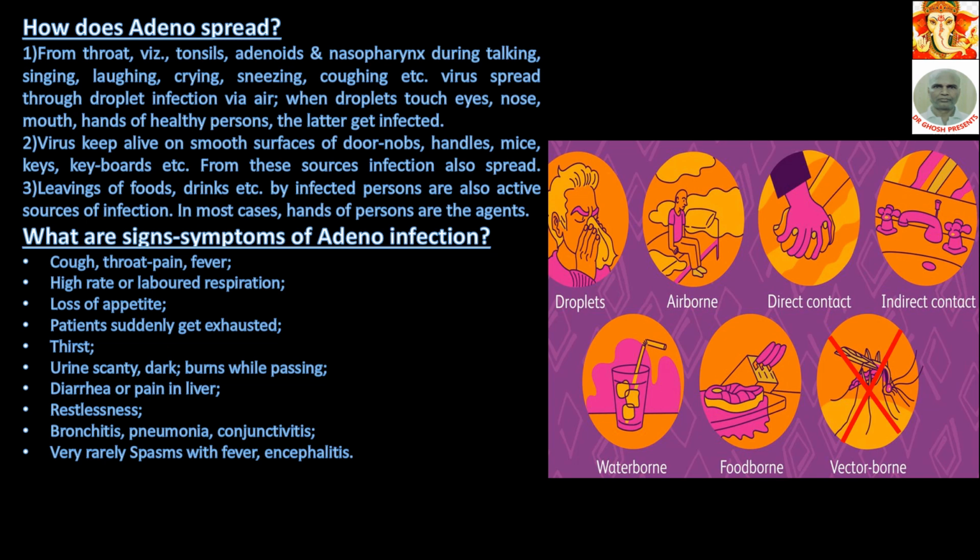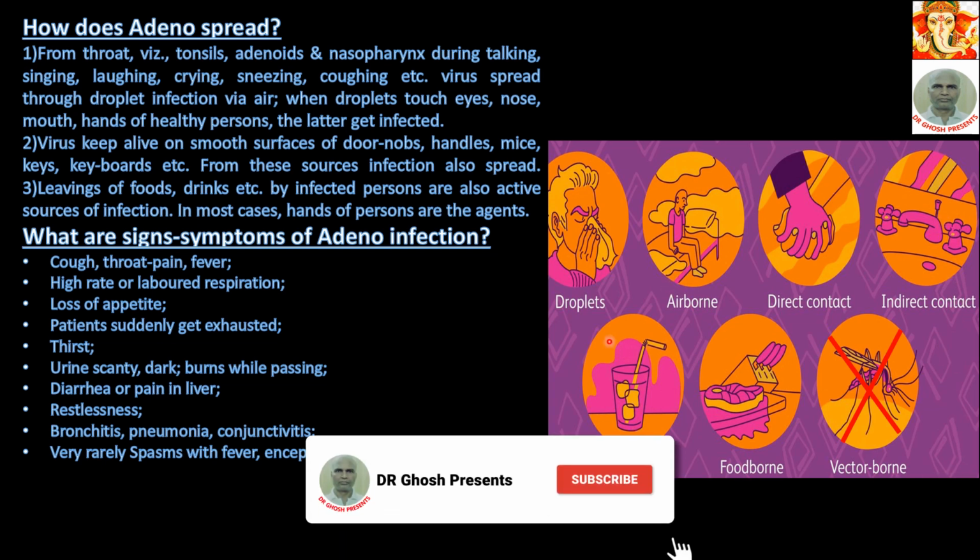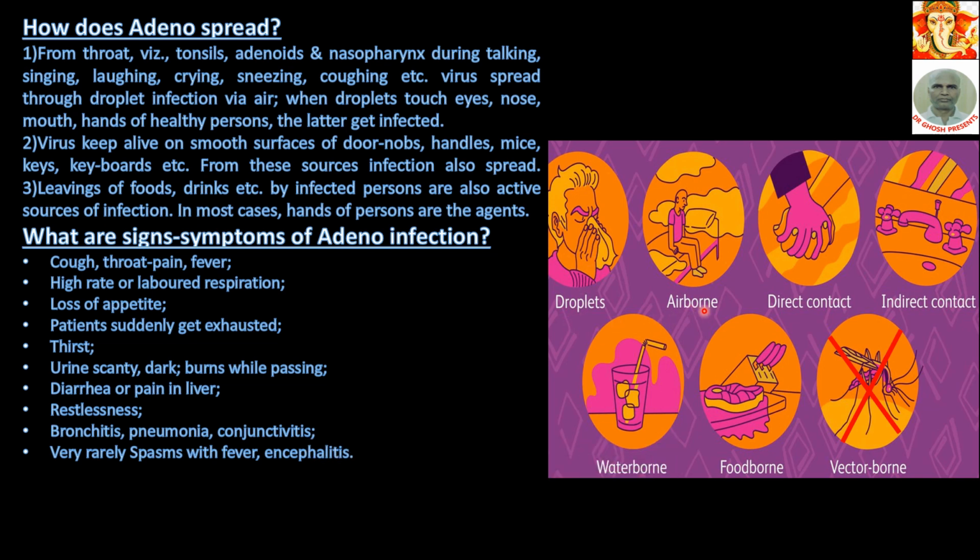Now, what are the signs and symptoms of adenovirus? On the right hand side, something is shown. I got this pamphlet from the internet. Air droplets, airborne, direct contact, that is hand in hand, indirect contact, that is from things like doorknobs, etc. Waterborne, foodborne, but not vector-borne. This is not vector-borne.